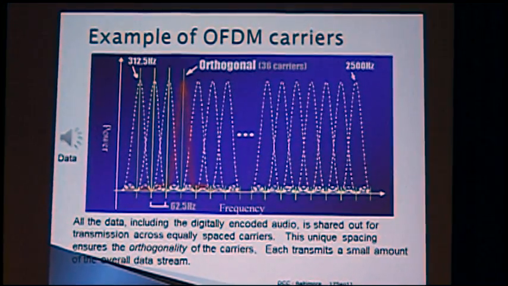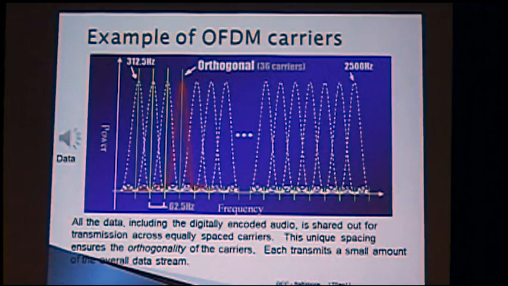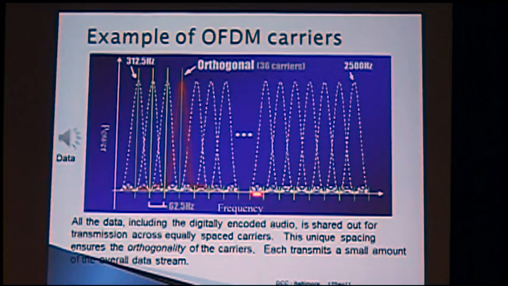So here's an example of OFDM where you take your base carrier and you spread out across a bunch of frequencies that are separated. In this case, this is AORs by 62.5 hertz. They're orthogonal. Each one of them stands entirely on its own. This unique spacing ensures the orthogonality of the carriers, and each one transmits a small amount of data. And the baud rate, guess what the baud rate of each one of those carriers is?